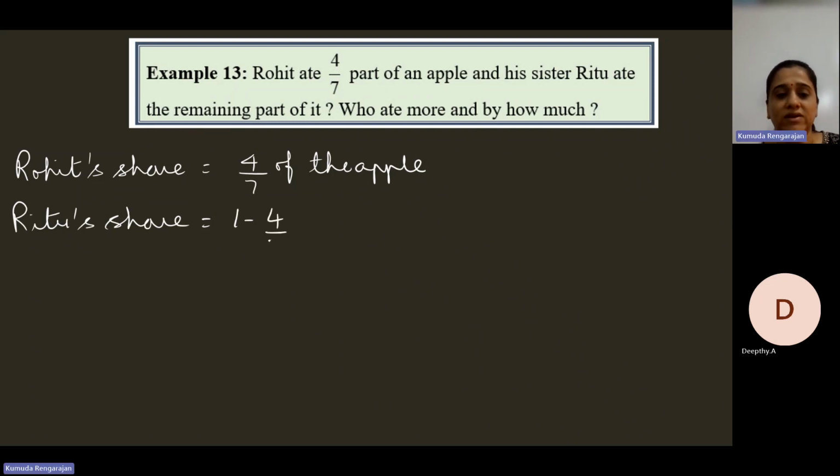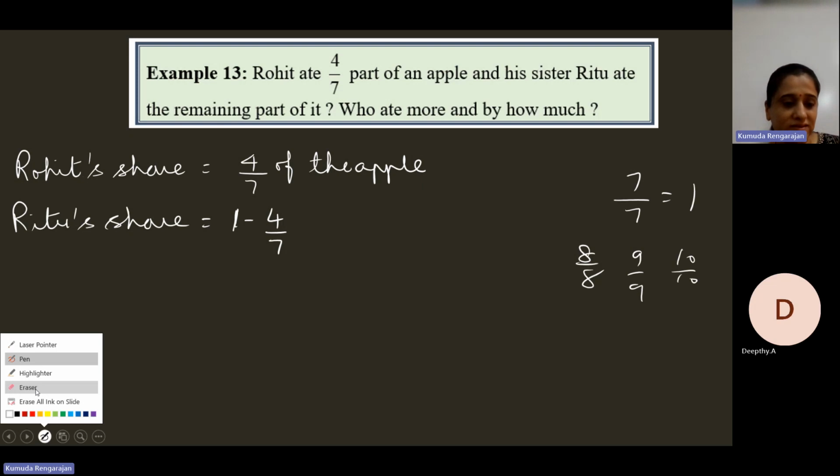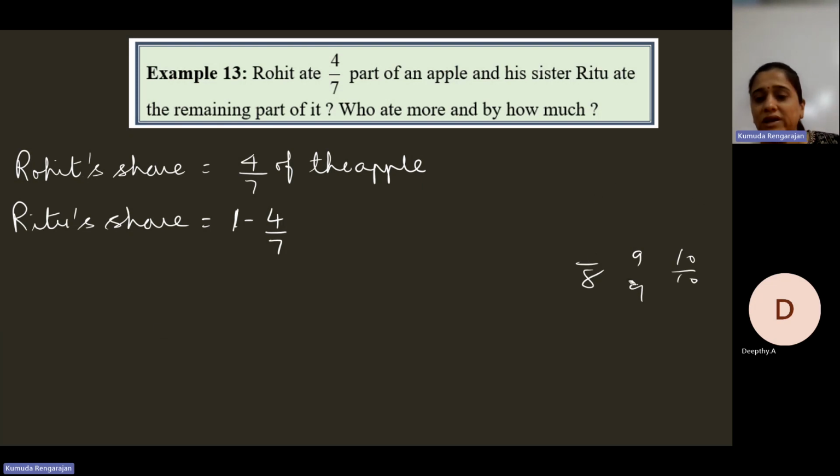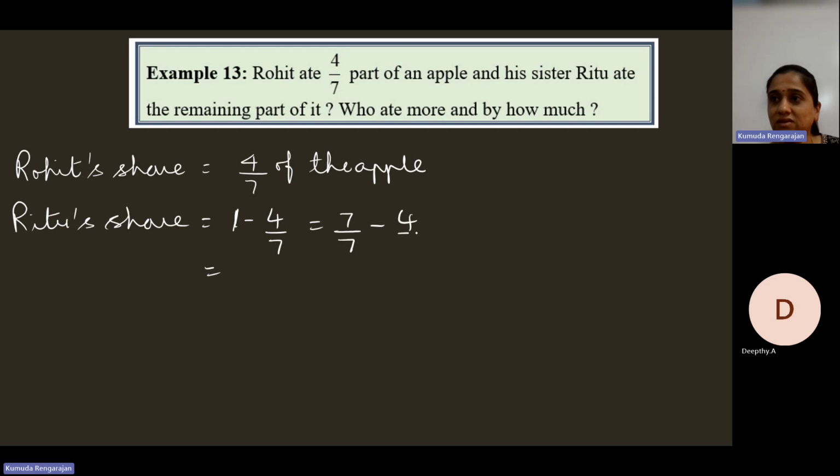So 1 minus 4 by 7, right? What is 1? Can you write 1 as 7 by 7? Yeah, 1 is 7 by 7. 7 by 7 is nothing but 1. 8 by 8 is 1. 9 by 9 is 1. 10 by 10 is 1. Correct. If the numerator is equal to the denominator, then the value is 1. So 1 minus 4 by 7 is equal to 7 by 7 minus 4 by 7. So that is 7 minus 4 by 7, which is 3 by 7.